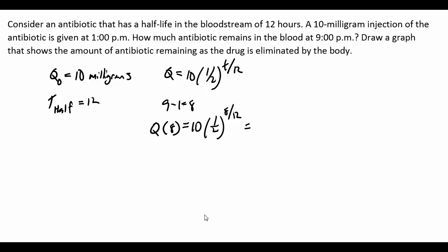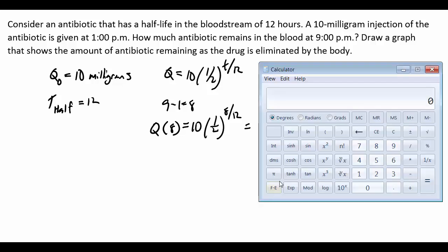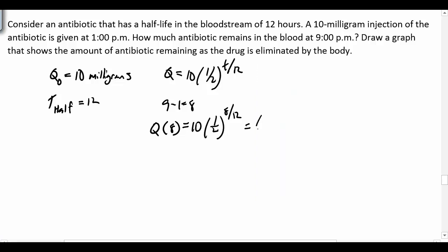Okay, so let me try typing that in the calculator. So parentheses 1 divided by 2, and I'm going to raise that to the 8 divided by 12 power, and close the parentheses. Okay, so I get that number there, and then times 10. So about 6.3 milligrams remaining.